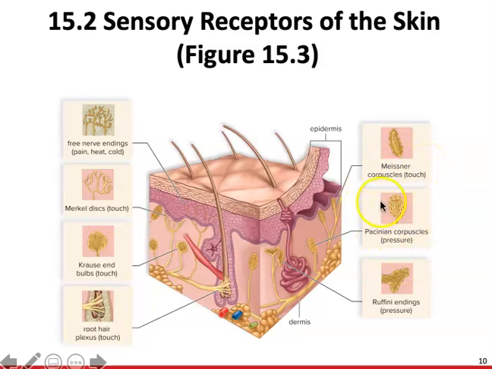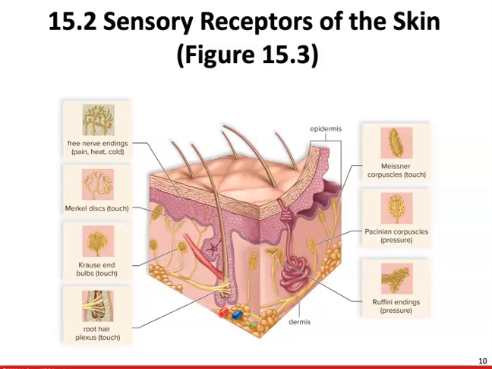We also have Pacinian corpuscles, that would be these. These are found a little bit deeper. They detect pressure a little bit further down. These are layers of tissue surrounding a nerve ending. They are the first to sense pressure and vibration.